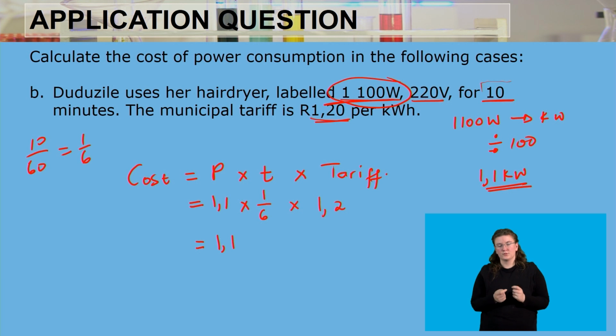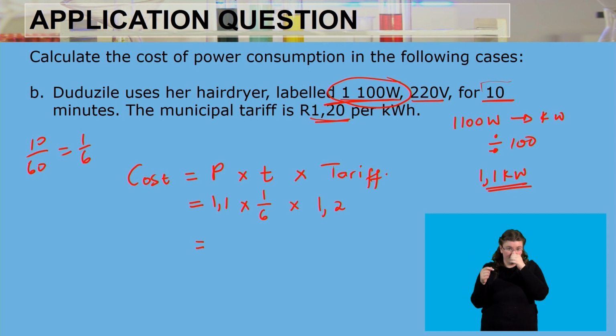The reason why I'm using it as a fraction is that 1 over 6 as a decimal is 0,1666 recurring. So by rounding it off, we can't round off the answer before getting to the final answer, which is why I'm using it as 1 over 6.